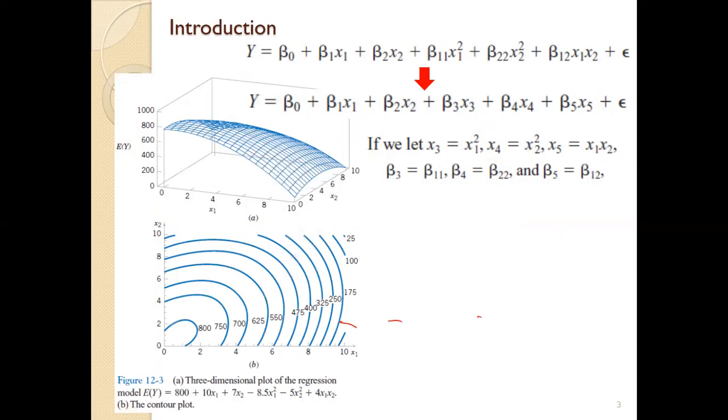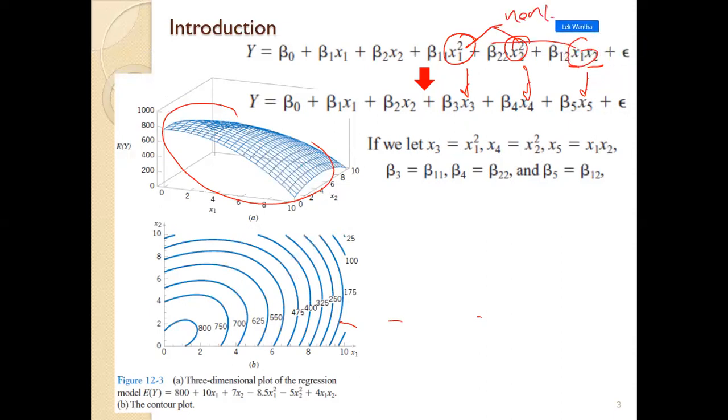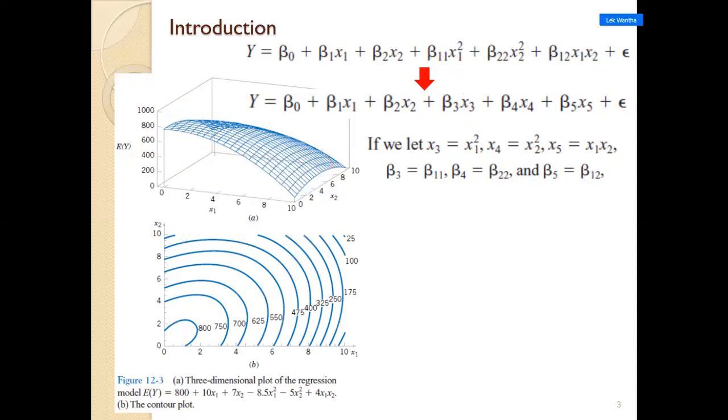Now this shows you the three-dimensional curve. This is a non-linear profile, the response surface for the non-linear case. Also in this case, we can transform: x1 squared equal to x3, x2 squared equal to x4, x1 x2 equal to x5, because this is a non-linear term. This term is non-linear. And also we can transform to linear like this.